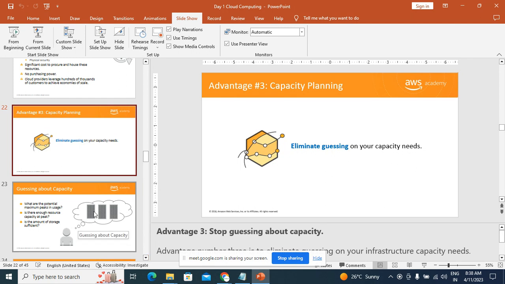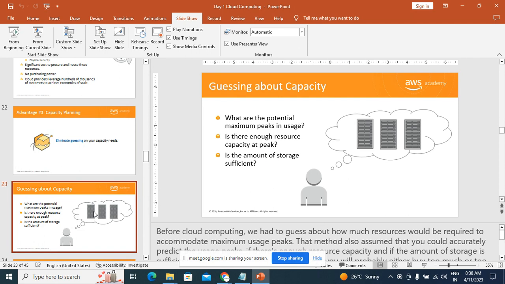Coming next, guessing the capacity, which we have just discussed. What is the potential maximum peak in usage? As I just told, what will be the maximum number of customers? Just guessing, as I said, 1 lakh people or 3 lakh people. You can correlate that here. Is there enough resource capacity? If 3 lakh people are coming to your website, how will we be able to handle it? Will my servers be able to handle that or not?